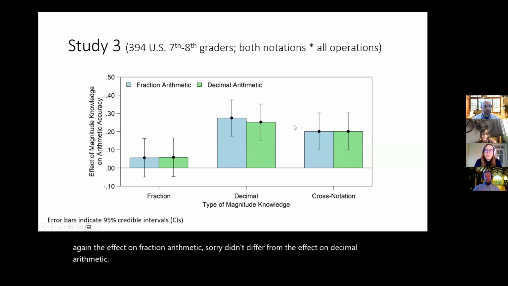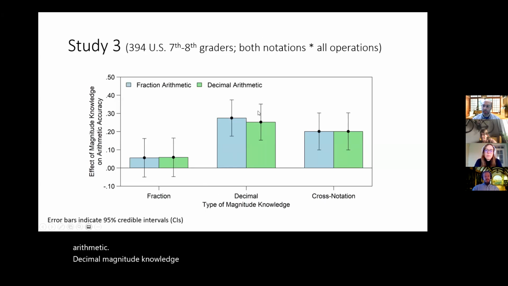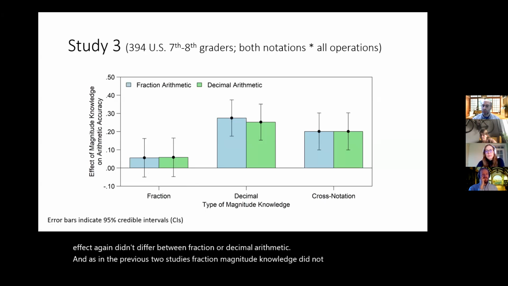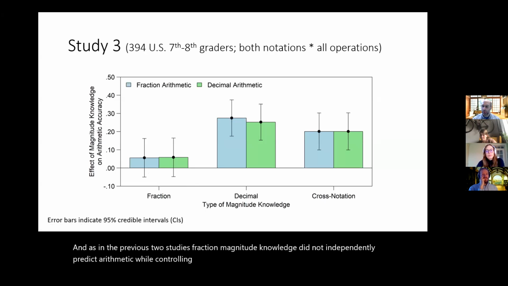Decimal magnitude knowledge also independently predicted arithmetic accuracy, and this effect, again, didn't differ between fraction or decimal arithmetic. And as in the previous two studies, fraction magnitude knowledge did not independently predict arithmetic while controlling for decimal and cross-notation magnitude knowledge, nor did the effect of fraction magnitude knowledge differ between fraction and decimal arithmetic.